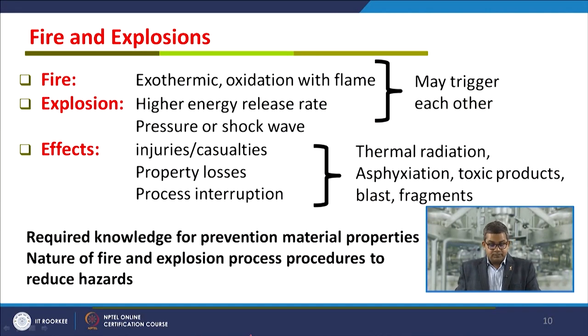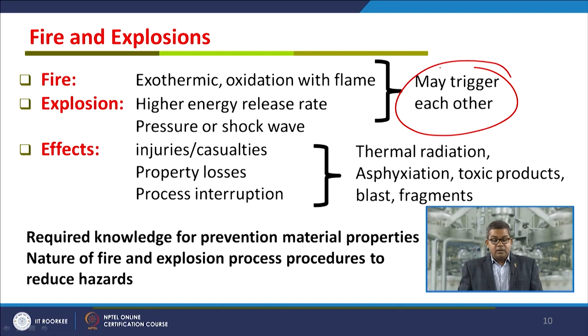In gist, fire is exothermic oxidation with a flame. Explosion involves a higher energy release rate, pressure or a shock wave, and these may trigger each other. The usual effects are injuries, casualties, property losses, and process interruption. These may be because of thermal radiation, toxic products, blast fragments, etc. The knowledge required for prevention includes material properties and the nature of the fire and explosion process, and procedures to reduce the hazard. So you must know what kind of fire there is and how it propagates, and what kind of explosion there is and how it can propagate.